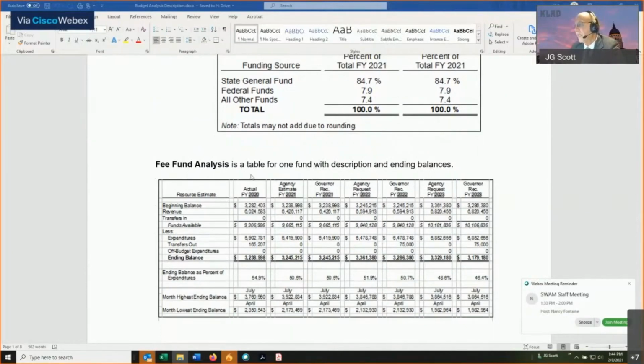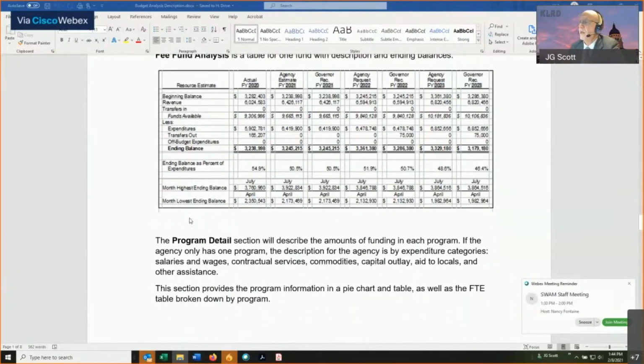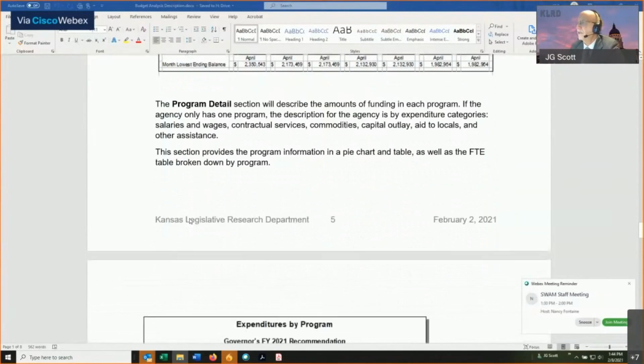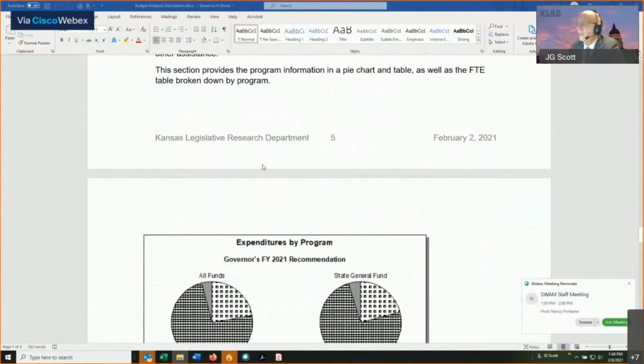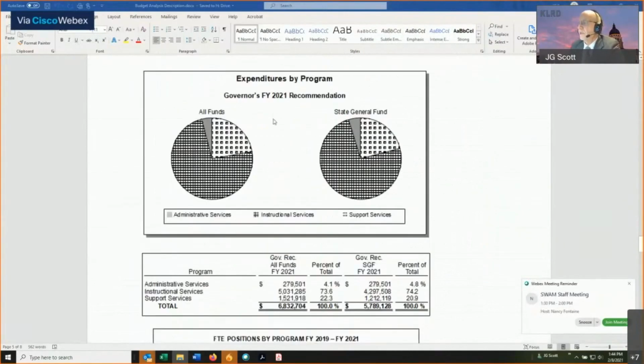Here is a fee fund analysis. It will talk about the beginning balances for 2020, the 2021 agency and governor's recommendation, 2022 governor's recommendation, and moving through. It will look at how much they expect in revenue, how much is available, and then expenditures. It'll also identify programs. For this particular one, at the beginning when we were looking at the budget table, we identified the 3 programs. Here are those 3 programs.